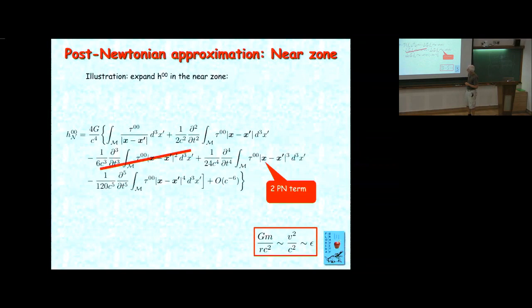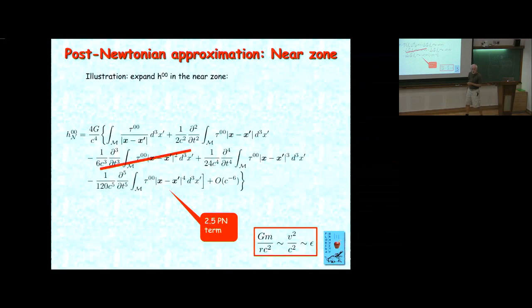Okay? And then, going one more step, we get this term. Five time derivatives of tau 0, 0. And this is a 2.5 post-Newtonian term. It's v over c to the fifth, so it's 2.5 PN. And this is where you begin to get the effects of gravitational radiation reaction.